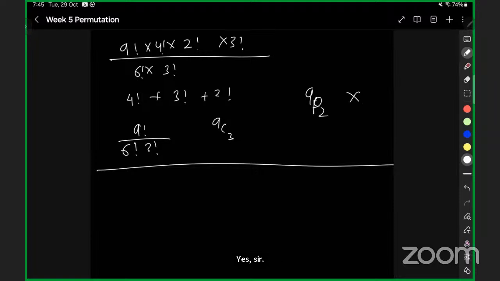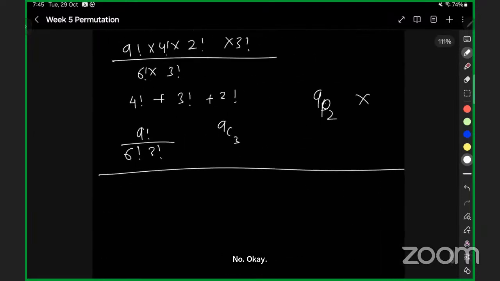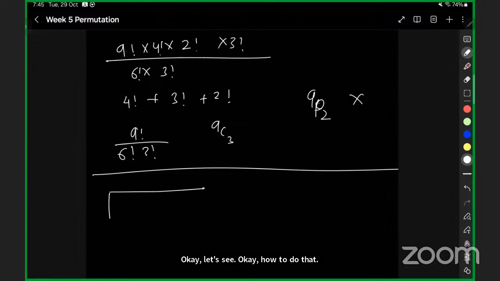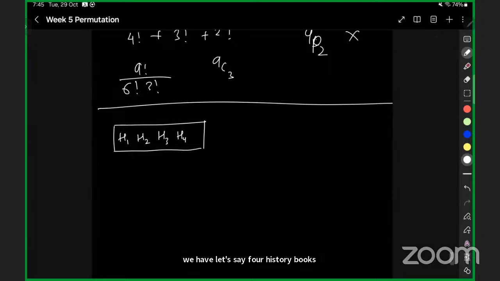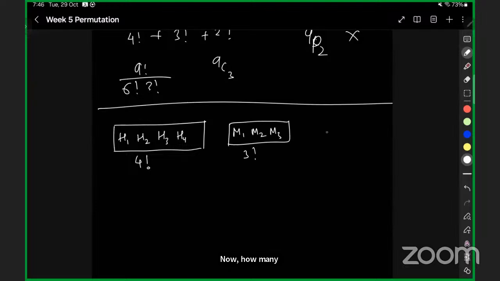Okay, let's see, how to do that. Fine, I'll start. So first we have, let's say, 4 history books. How many ways can I arrange them? 4 factorial only, right? Now I have math books, 3 factorial ways to arrange them. Now I have geography books. How many ways can I arrange them? 2 factorial.